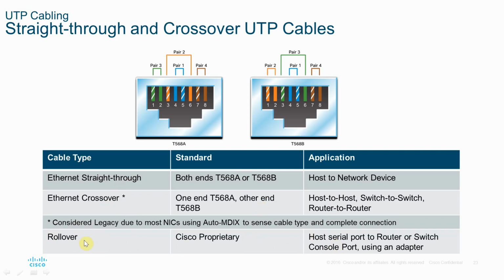Okay, you remember the console cable, the blue color cable. If you want to configure a router, you connect the computer to the router or switch by using a console cable. That console cable is actually the rollover type. The other two are LAN cables, straight through and crossover.